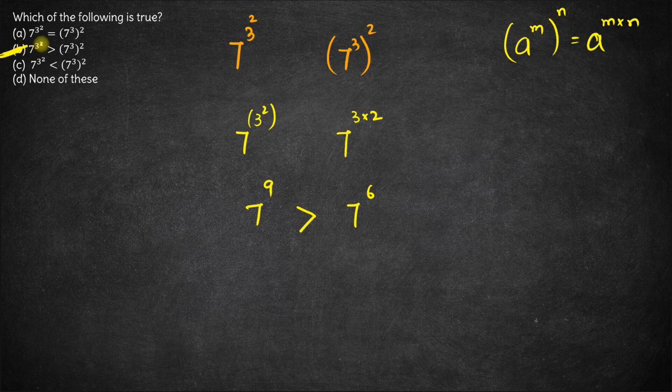7 to the power 3 to the power 2 is greater than 7 to the power 3 whole raised to the power 2.